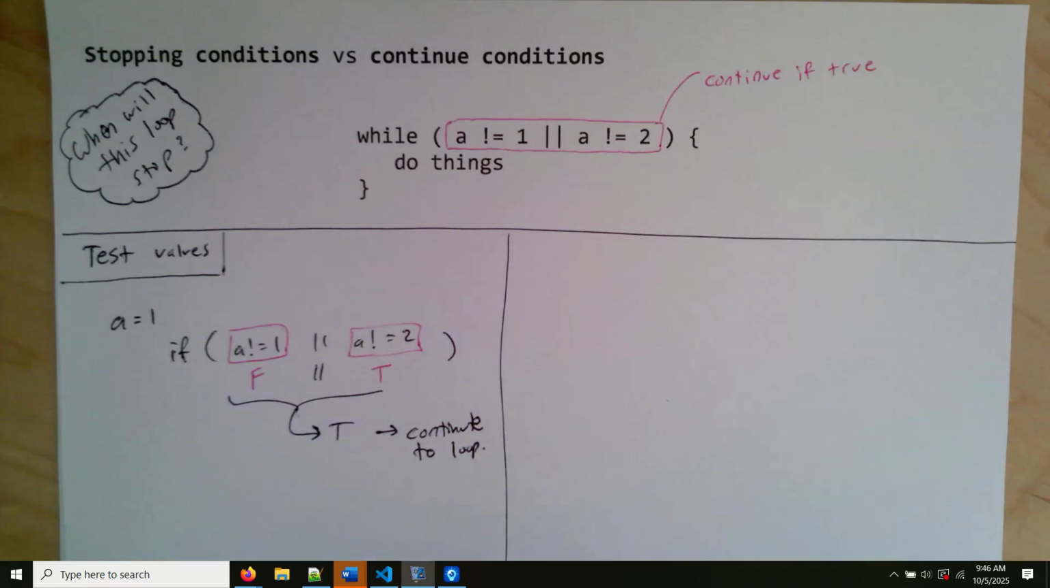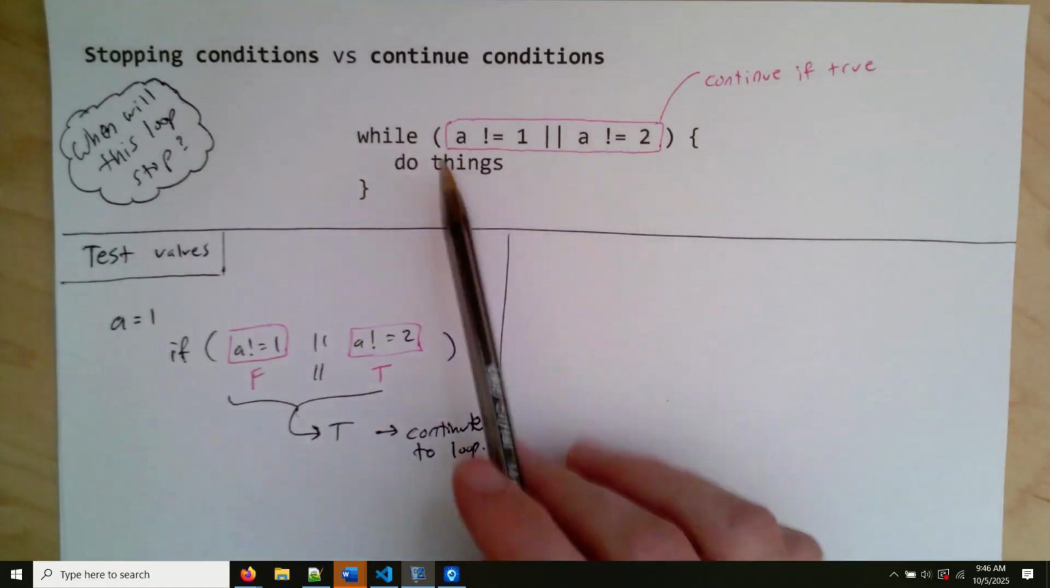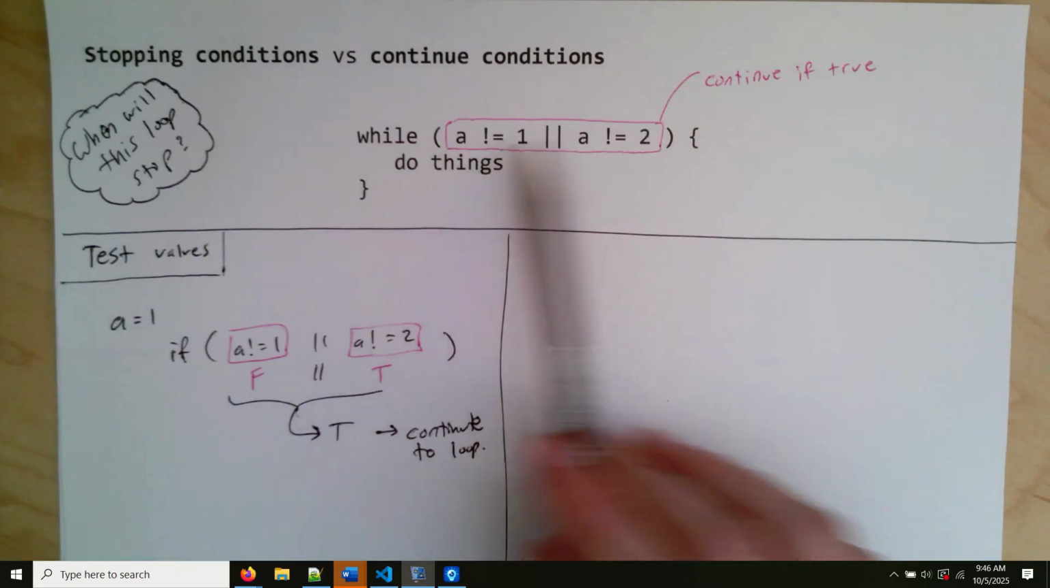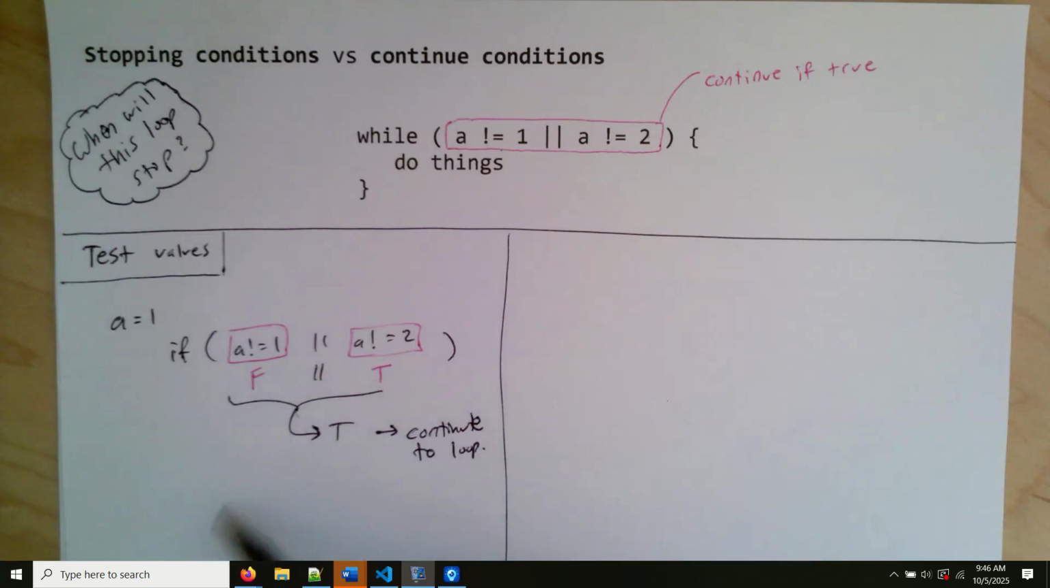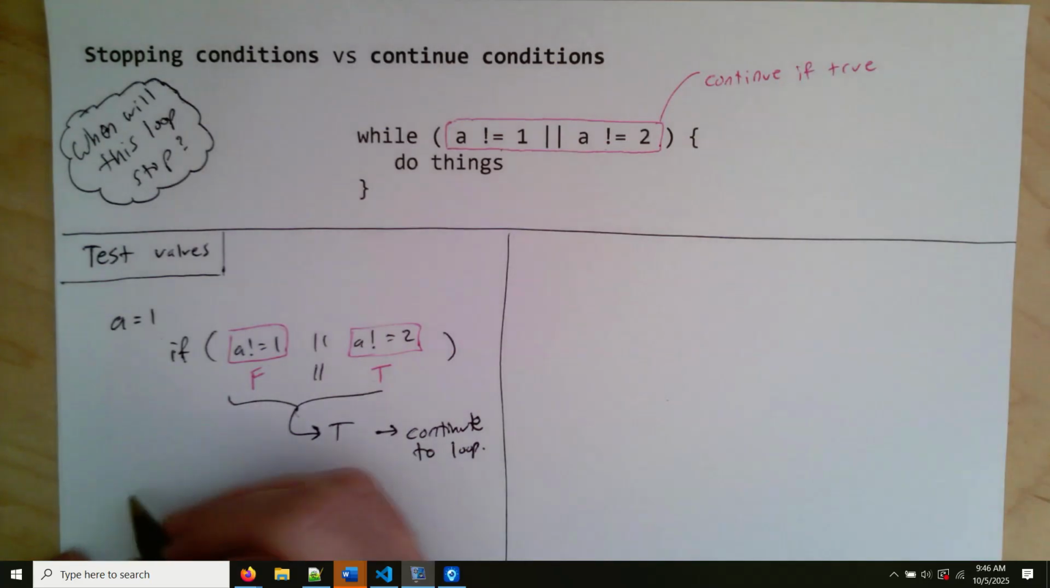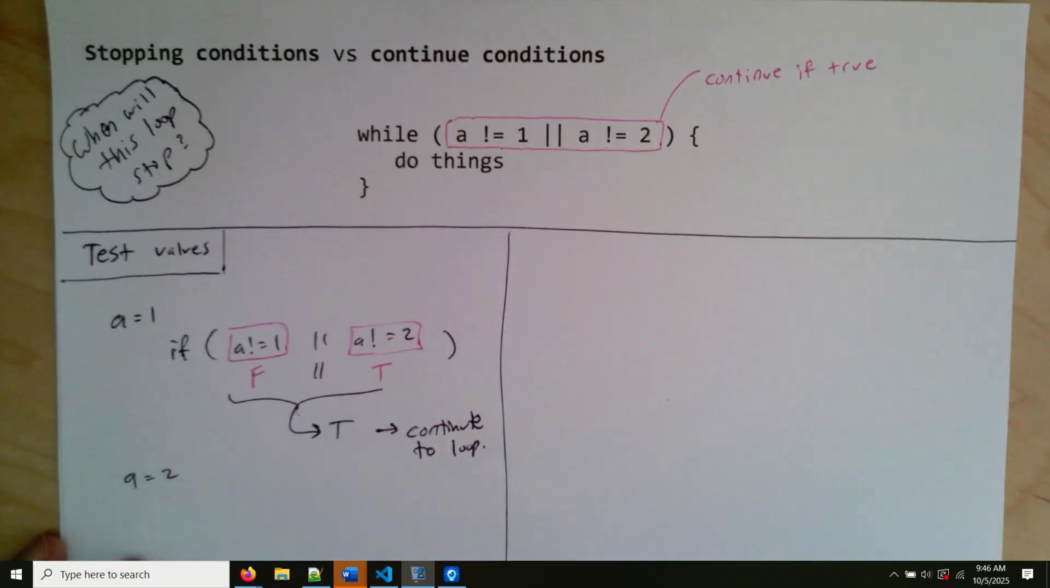So notice that what actually is happening is backwards from what we thought was going to happen when we read it in English. It sounded like keep looping as long as it's not 1 or not 2. So if it's equal to 1, it sounded like it should stop, but we can see that it's actually going to continue. You can try it yourself now for a equals 2. Go ahead and pause the video, give it a try.